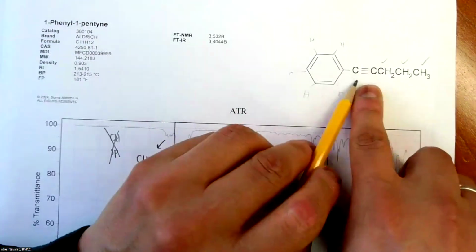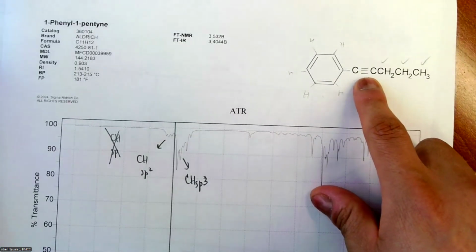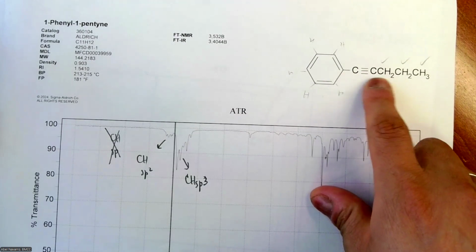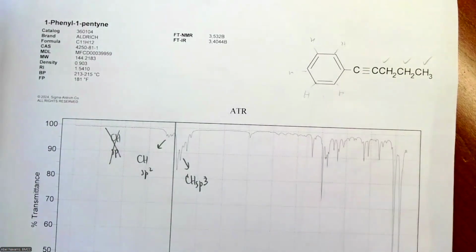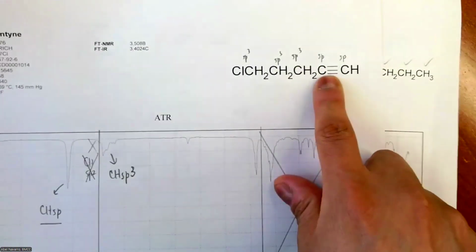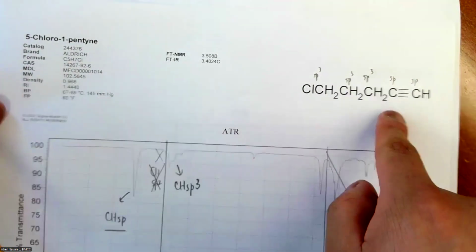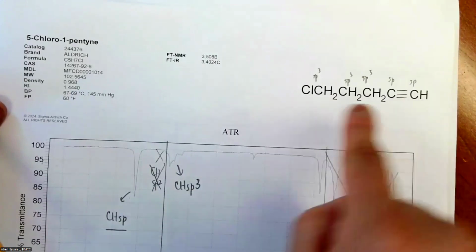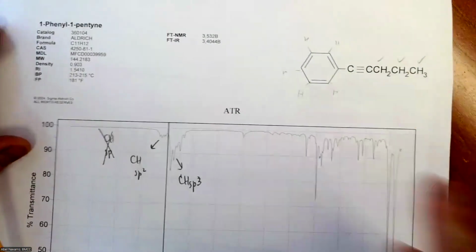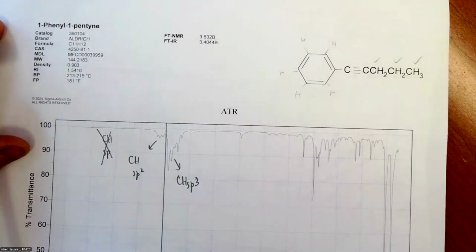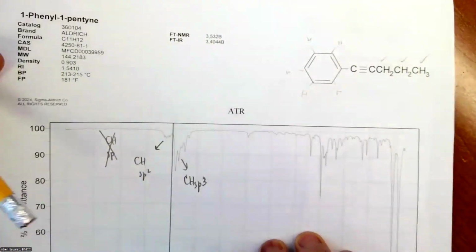Why, Professor? If I have a triple bond, yes, you have a triple bond, but the triple bond does not have a hydrogen, right? This one is called an internal alkyne. Internal alkynes don't have hydrogen. Here, this one is a terminal alkyne. Terminal alkynes do have hydrogen. That's why you see it. You see that CH sp because it's terminal. But if you have an internal alkyne, you won't see the CH because that triple bond doesn't have a hydrogen.